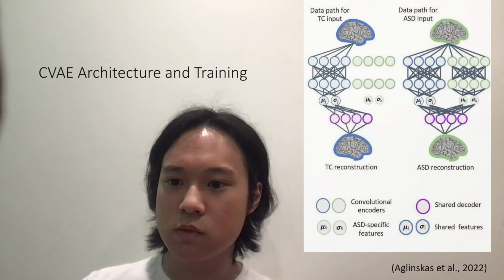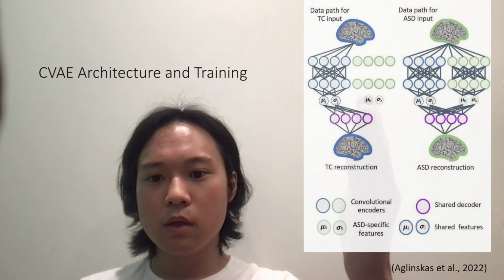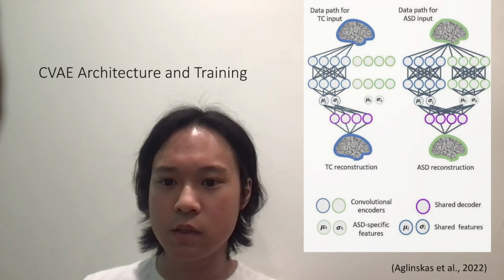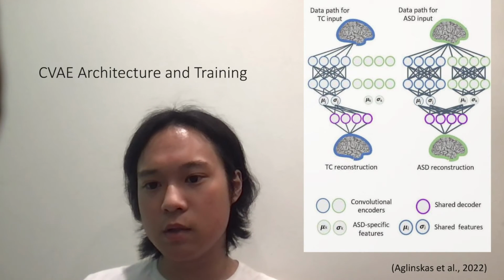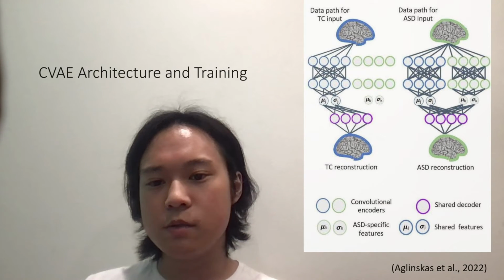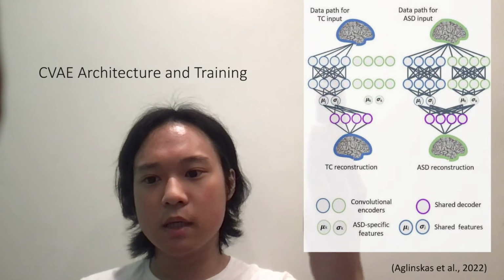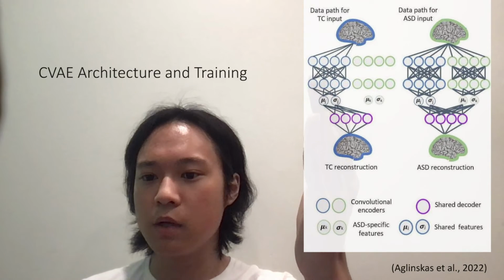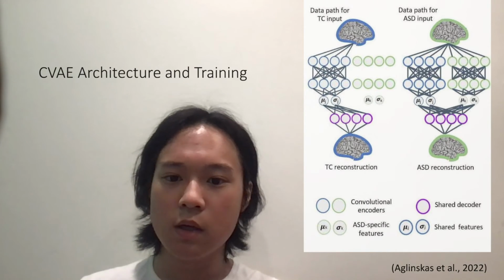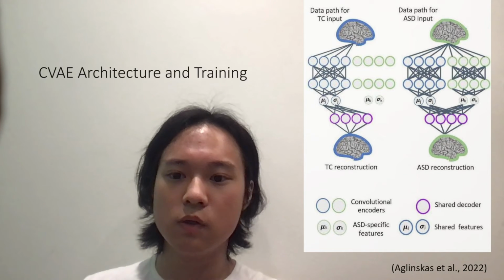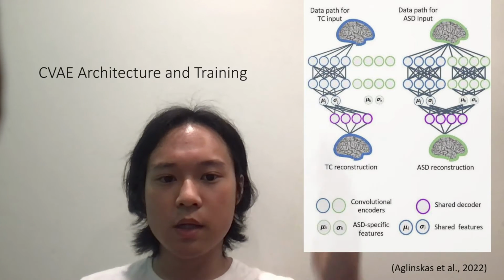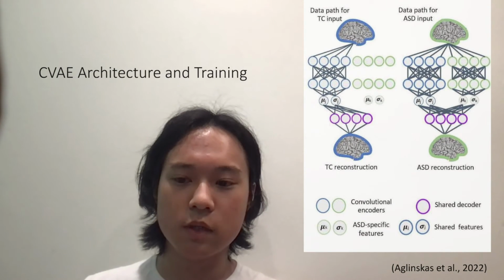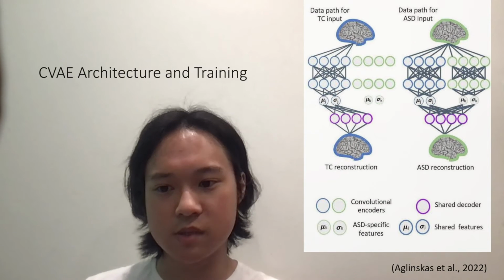So let's take a look at this graph here. We have the encoder, the latent features, and the decoder. A very typical encoder-decoder structure, right? But this model here is a little bit different. As you might notice, it has two segregated encoders. One encoder maps the input to latent features that the model thinks are common to the general population, in this case common to both the typical control and ASD subjects. And the other encoder maps the input to the latent features that the model thinks are specific to only ASD subjects.